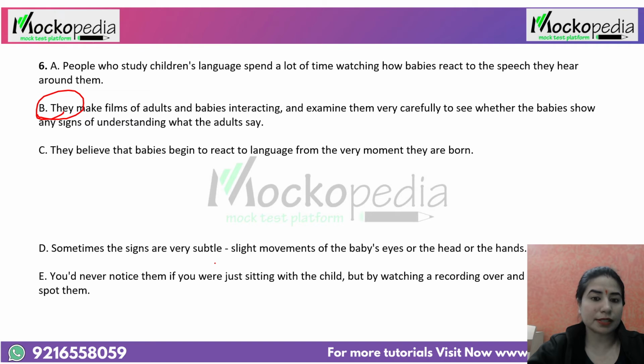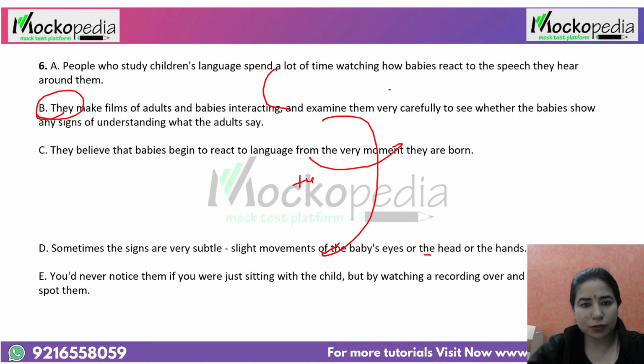Sometimes the signs are subtle, a slight movement of the baby's eyes or the head or the hands. What are the signs that they are showing? So again, B and D definitely show the association, and A and B we have already reached this conclusion. Yes, they are related. You would never notice them if you were just sitting with a child, but by watching a recording over and over again, you can spot them. So again, signs and how they react to the speech. But at what time do they start reacting? So the time is not the point of contention, right?